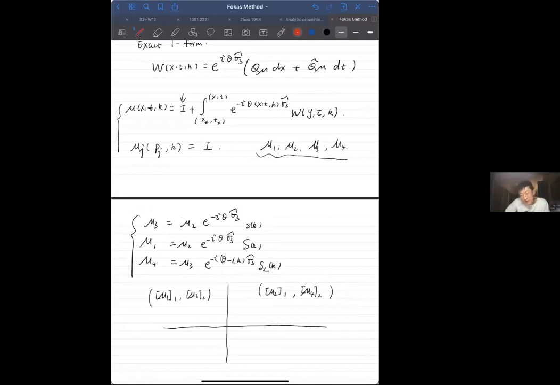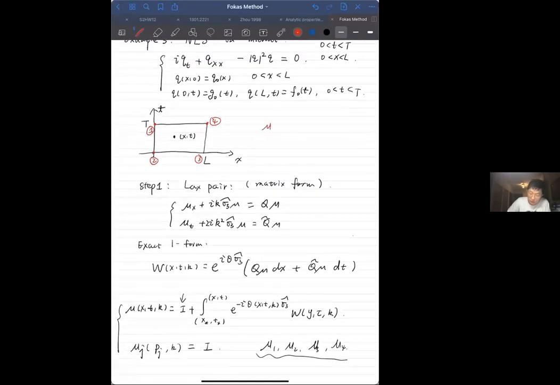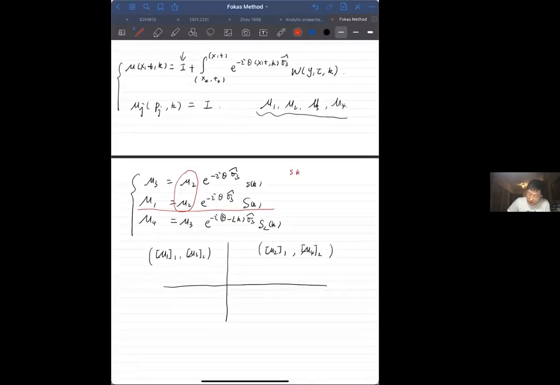So this choice is arbitrary because every two matrix is connected. But why choose this one? For the first two equations, I think the motivation is because mu2 is normalized at this corner. So this corner means mu2 at (0,0,k) is identity. So that means s_k is just mu3 at (0,0,k), and capital S_k is mu1 at (0,0,k). And for the last relation, I don't have any motivation, it's just arbitrary.